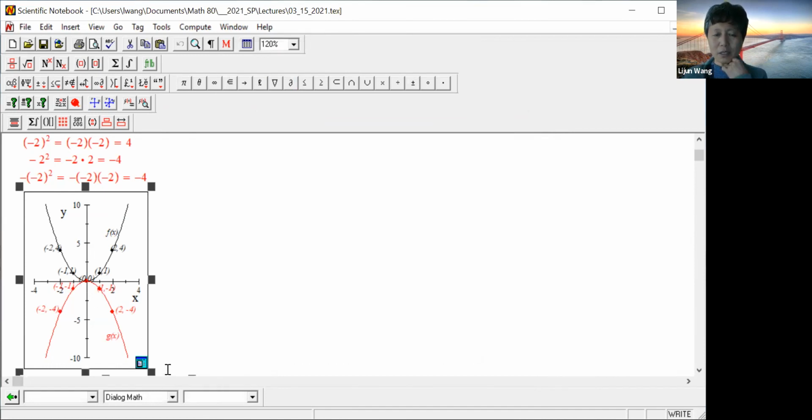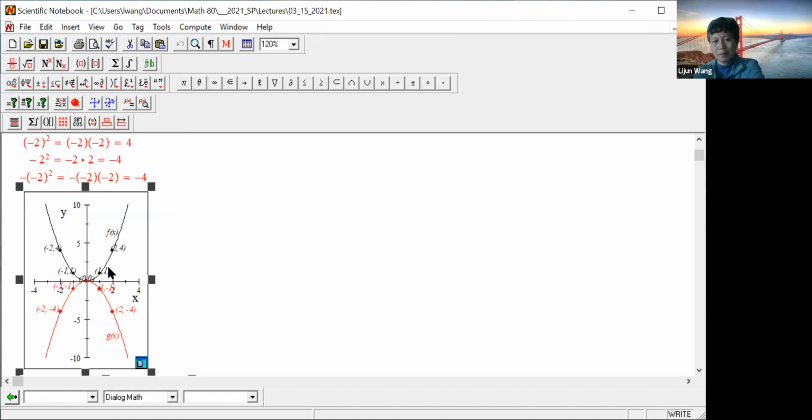So what do we see here? It's a flip over, right? The input can still be any real number, but the output are what? For the same input, the output are opposite. So it's a complete flip over. Do you follow me?